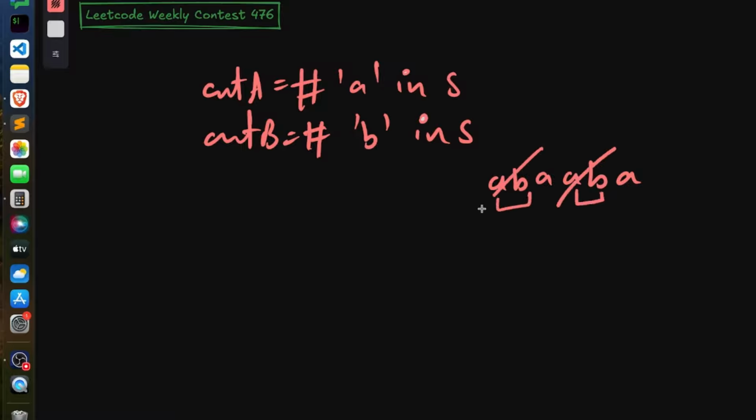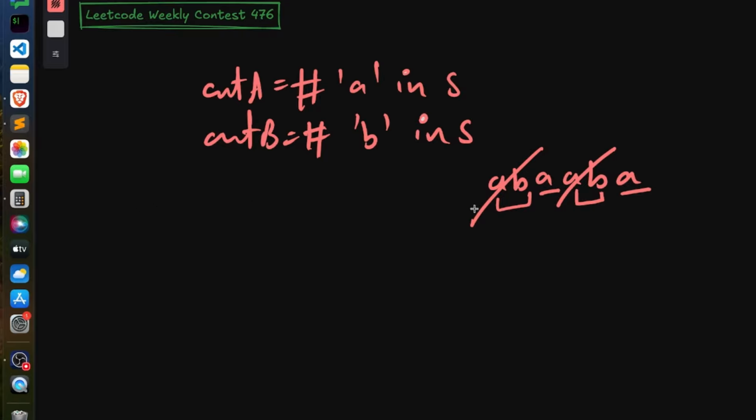Similarly, see here, we can easily remove them. What you are left with is a and a. What it means is that we can always form a pair of a and b, and we can easily remove them. So what you will be left with is either all characters a or all characters b.